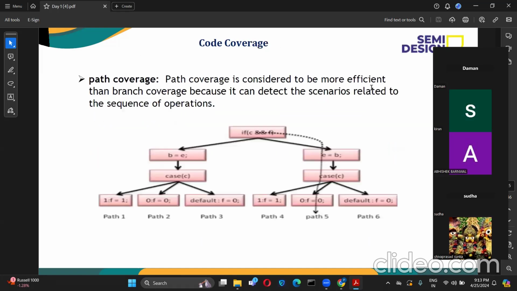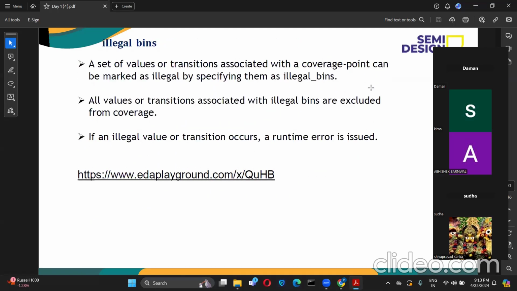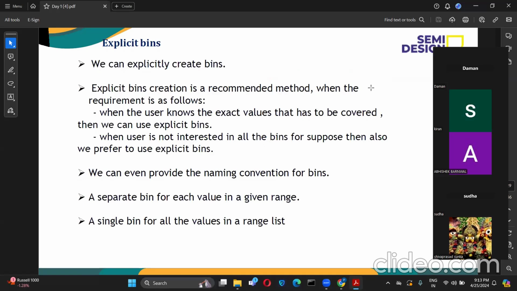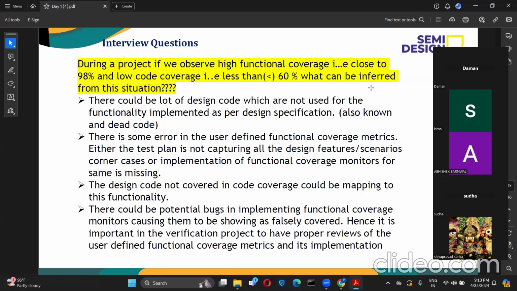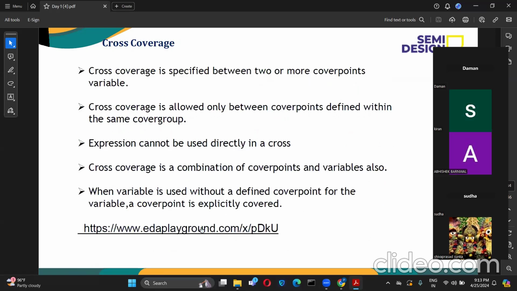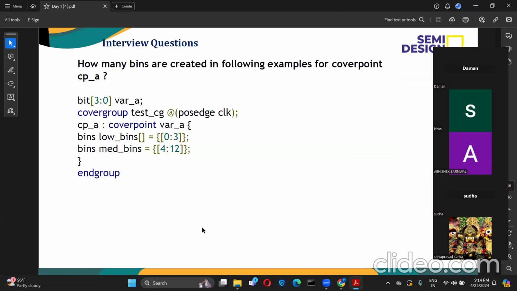Thank you. Okay, then let's start with today's session. You have practiced those codes and gone through them. Do you have any queries with the codes which we discussed yesterday? Okay, fine. I felt there is one more way to write the cross coverage. I have written one code, and I'll show this at the end of the session. Okay, let's go through some of the interview questions.